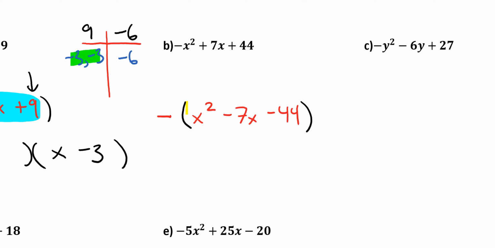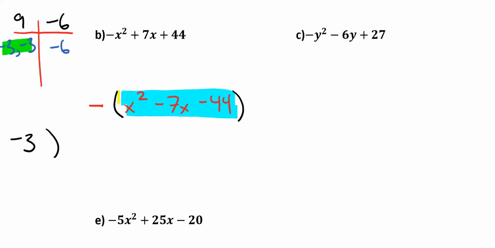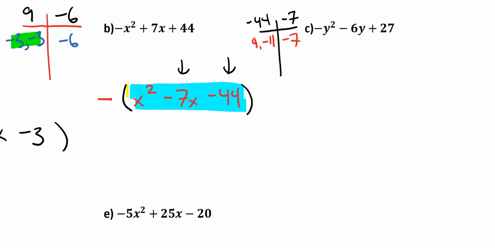Okay, so let's go ahead and now factor this trinomial inside there, and for that I need to set the table again, and in my table I need -44 and -7. The two numbers that come to my mind are 4 and -11. That definitely gives me -44 when I multiply the numbers, and 4 minus 11 gives me -7. So my final answer would be negative, and then the two brackets, x plus 4 and x minus 11. And that would be my final answer for that one.